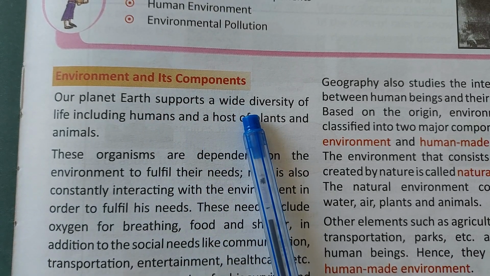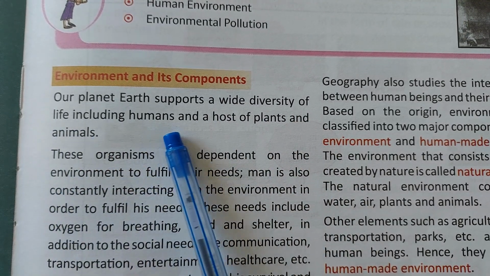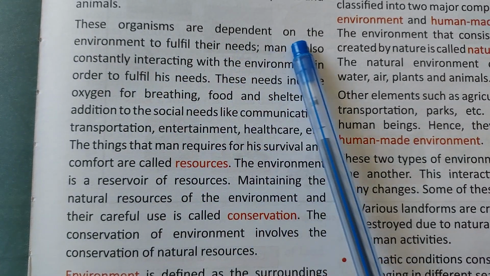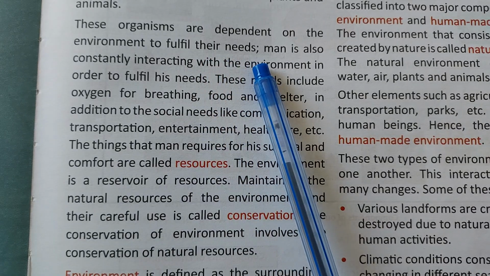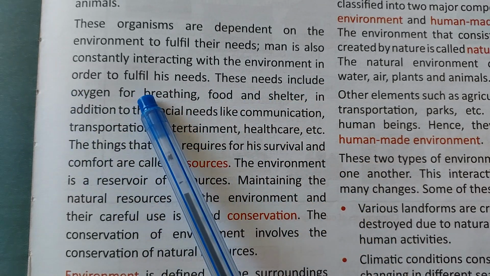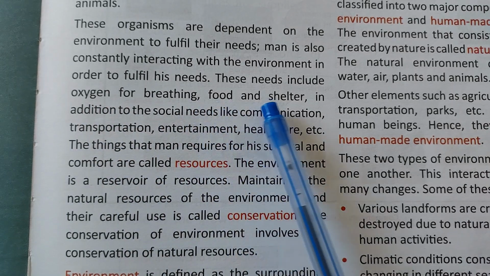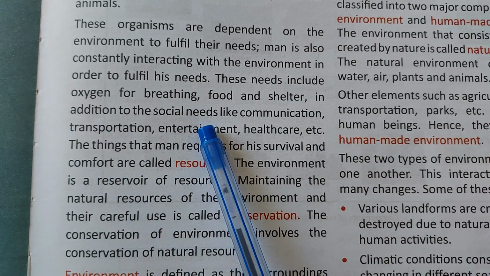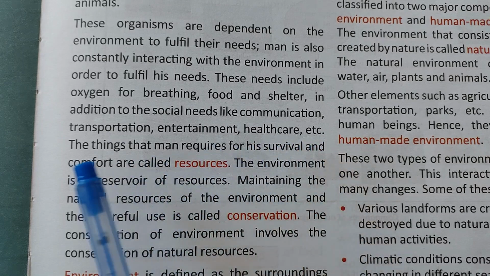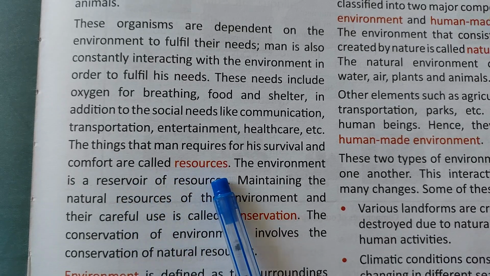Environment and its components. Our planet Earth supports a wide diversity of life including humans and a host of plants and animals. These organisms are dependent on the environment to fulfill their needs. Man is also constantly interacting with the environment in order to fulfill his needs. These needs include oxygen for breathing, food, and shelter, in addition to the social needs like communication, transportation, entertainment, healthcare, etc. The things that man requires for his survival and comfort are called resources.